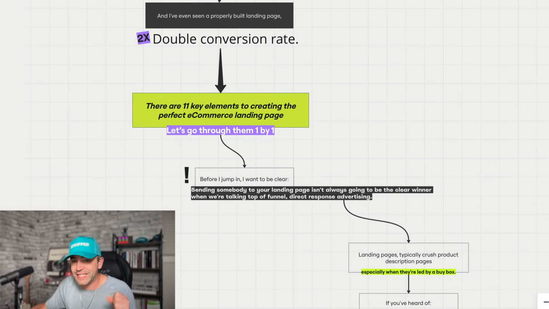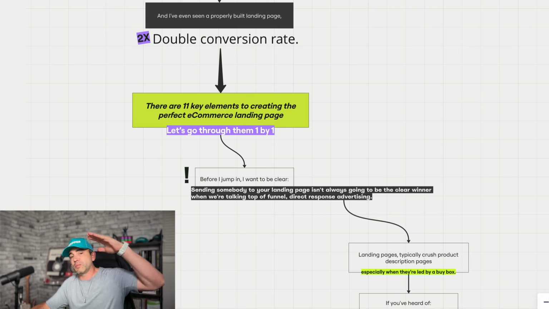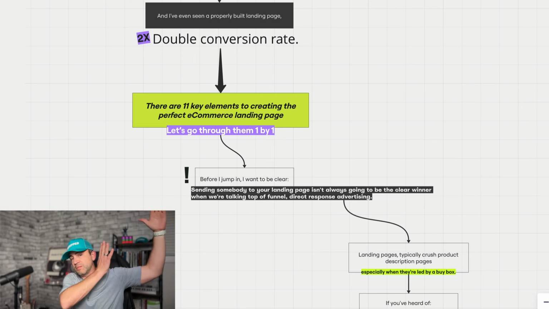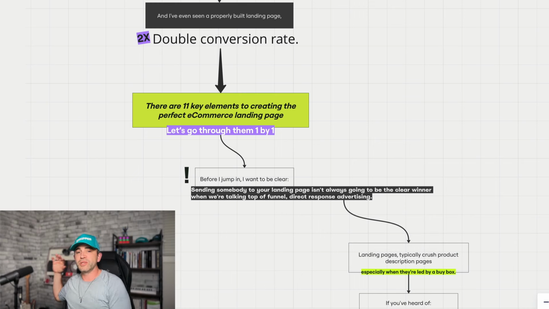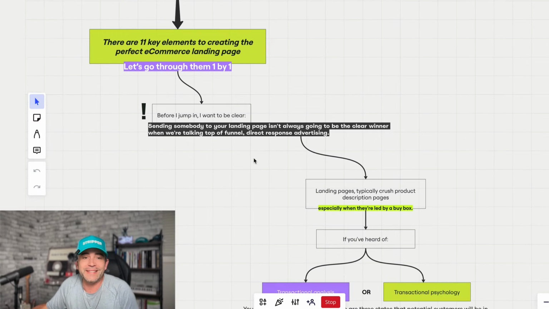But there's 11 key things that you need to have on these pages that cover all of the buyer's questions, taking them from probably problem aware all the way down to most aware in the process, giving them all of the ammunition that they need, answering all the questions that they need answered to make a buying decision, ideally on their first visit.